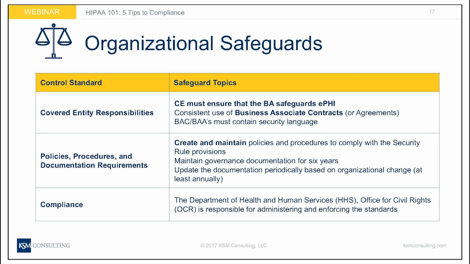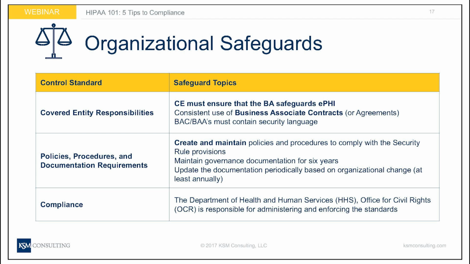Oftentimes you fall back on your contracts to say that, well, because this vendor is going to be doing our data analysis or our data hosting or some level of services for us, they take on the risk of safeguarding my information. They are absolutely on the hook, but you ultimately own the responsibility to ensure that that business associate is safeguarding your PHI and is meeting the contractual requirements of the business associate contract or agreement. You'll often hear it as a BAC or a BAA. Also in this control standard is the consistent use of those agreements and that they contain the appropriate security language.